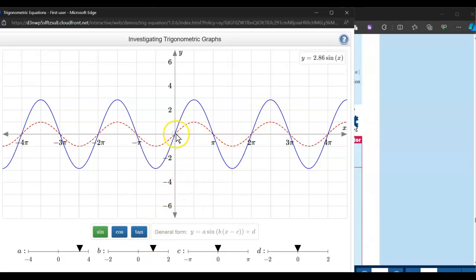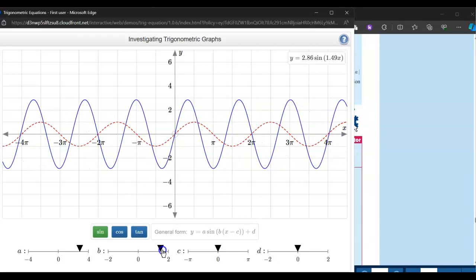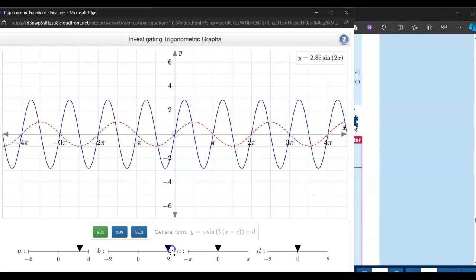Now in this case, what's the period? The period is 2 pi, so it will become maybe 3 pi. Now when I increase the B, the period will decrease, because B is 2 pi upon period. It's inversely proportional. So 2x became pi. So remember that, as you increase the value of B, the period decreases.